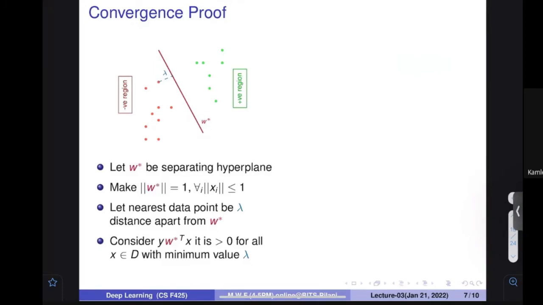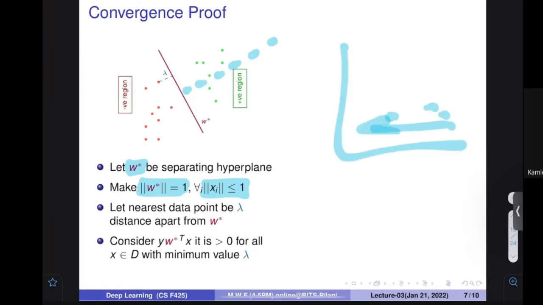We can assume that W star is the right separating hyperplane that we want to find out. We can also understand that the norm of this particular vector is going to be 1. Why? Because a few minutes back, I told you that multiple W's are possible, and the best one, we can always tell, is the one where the norm is going to be 1. We can safely assume that all the data points are also normalized, and therefore the value of any X is less than 1. We have seen that if the value is larger, we can always normalize, and the maximum value would be 1 only. Make sense?